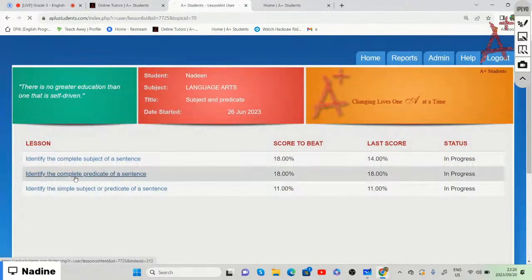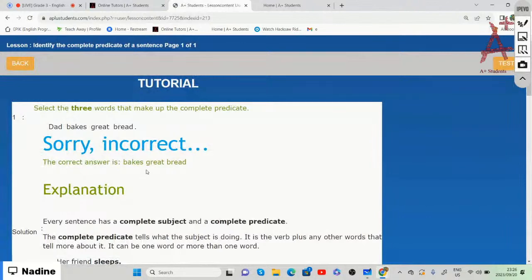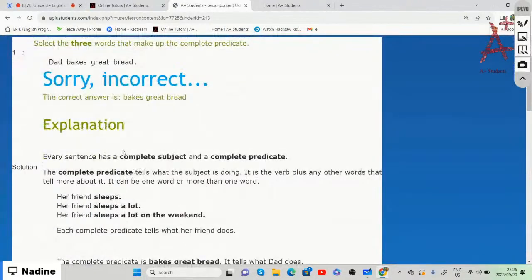All right, so now we're going to identify the complete predicate of a sentence. A predicate tells us what the subject is doing. It's like the verb. It is the verb plus any other words that tell us more about the subject. So it can either be one word or more than one word.